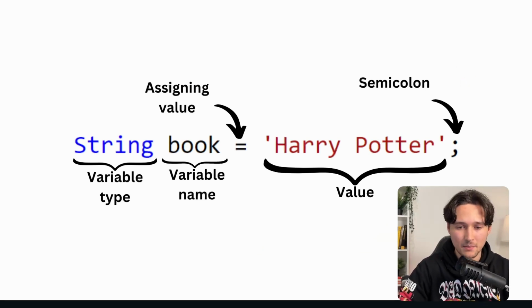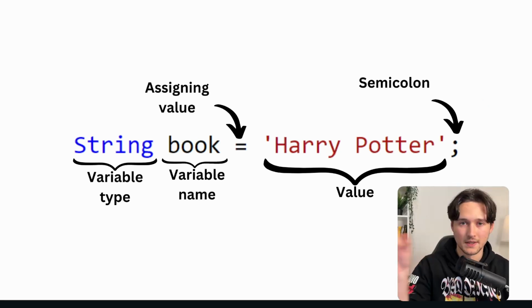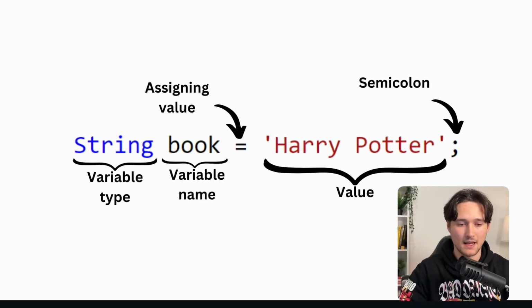Any variable we write in Apex is always going to have the same structure. And this structure is the following: variable type, variable name, then we assign the equal sign, then the value, and then the semicolon. The semicolon in Apex just separates different commands from each other. So the semicolon goes at the end of the line all the time, no matter what you write in Apex. And this is how you create your first variable.